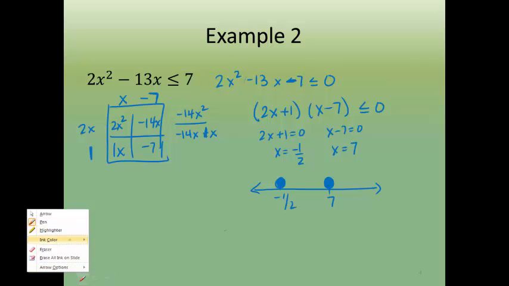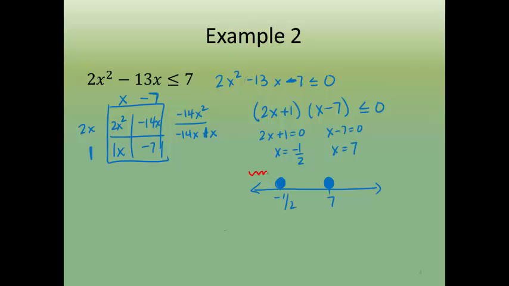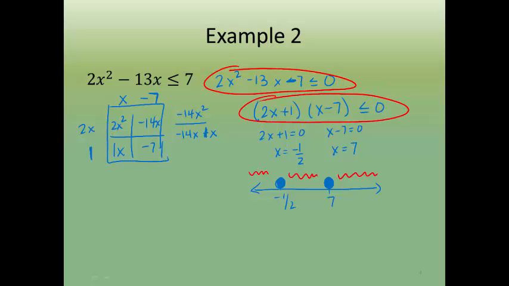Now, grabbing another color pen so you can see where I'm going to do my testing. I want to test a value that's over here. I need to test a value in between, and I need to test a value on the right side. So to do this, you can test it in this, or you can test it in the factored form. It doesn't matter which form you test it in. I prefer the factored form because I think it's a little simpler to multiply that way, and I don't have to worry about messing up any positives and negatives likely.